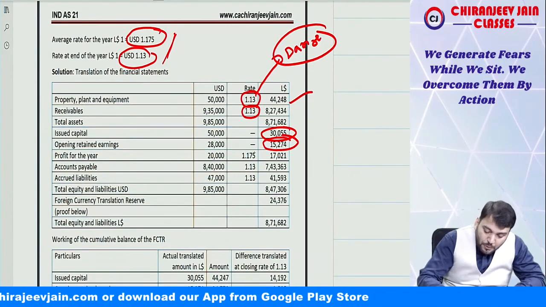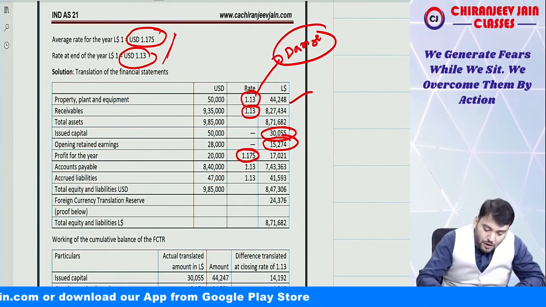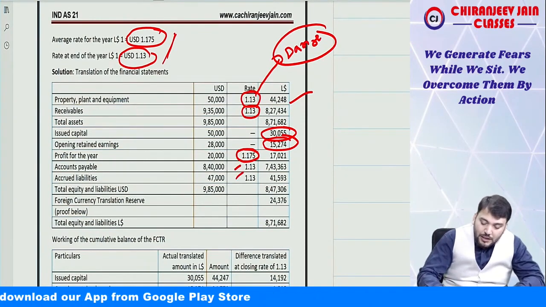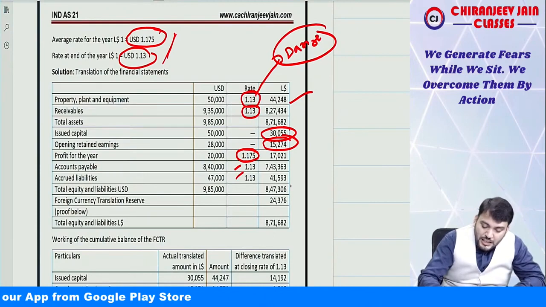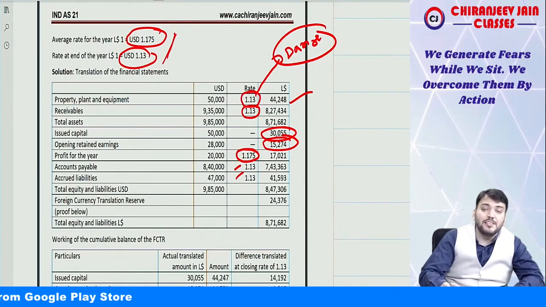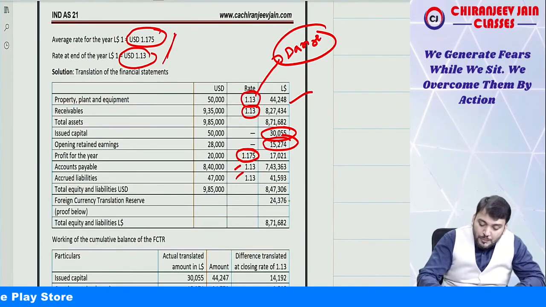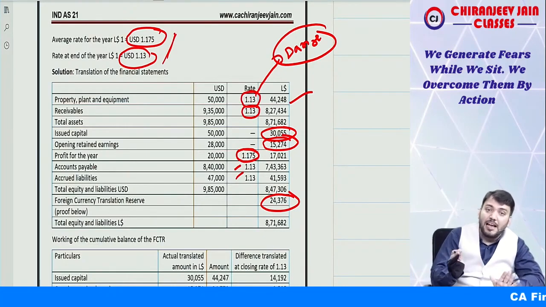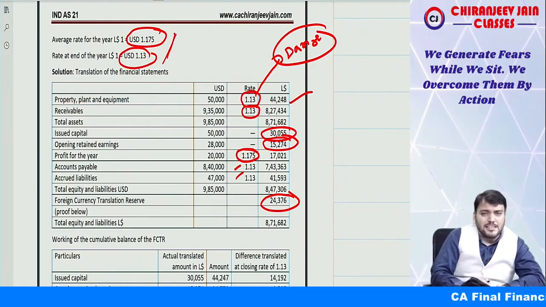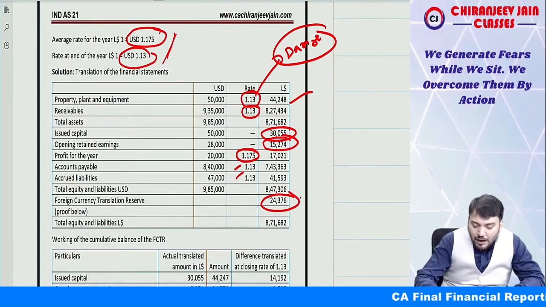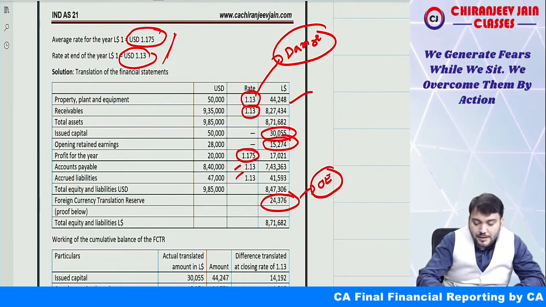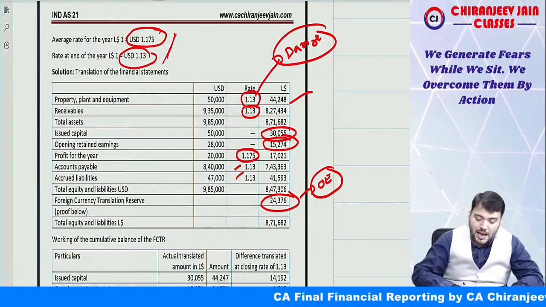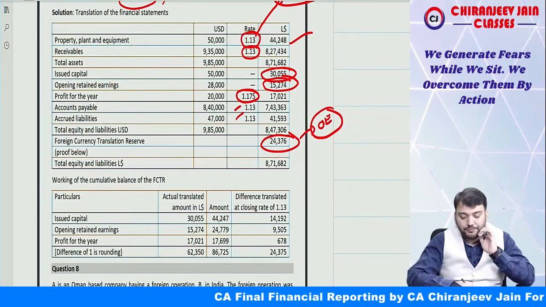Correct? For profit we have taken average, for liability we have taken closing, and the difference in the balance sheet due to translation will be transferred to FCTR. This FCTR can have a debit balance as well as a credit balance, either debit or credit. It will be shown under other equity, through OCI. I hope you have understood. Yes sir, we have understood.